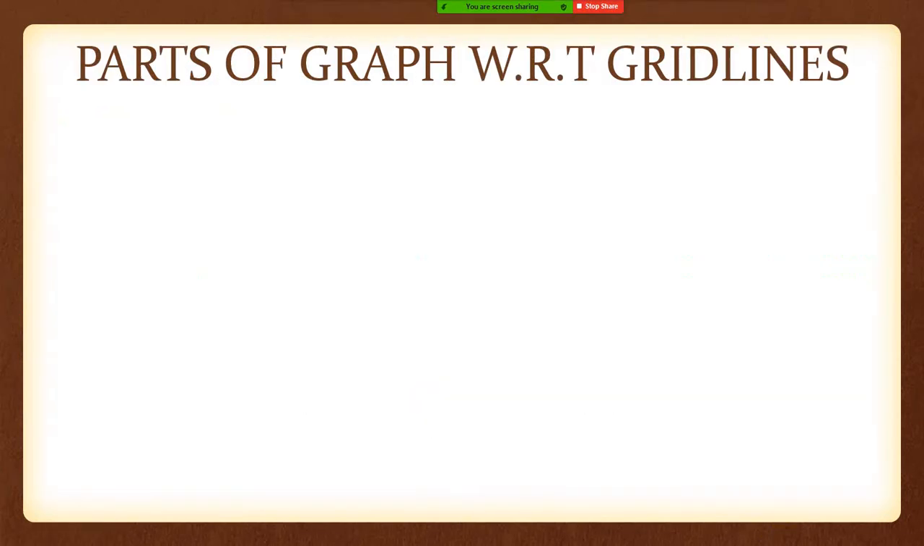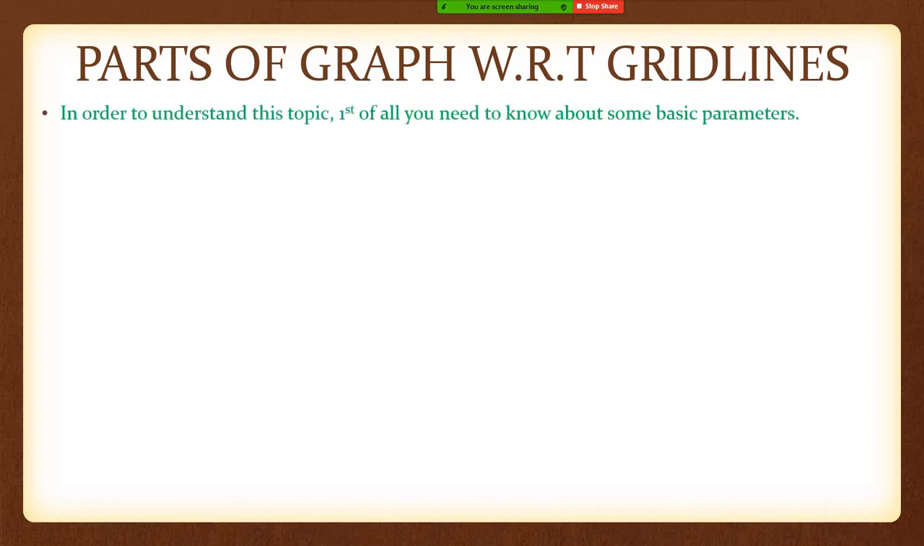Okay guys, now moving ahead. Now, parts of a graph with respect to grid lines. Now we are further classifying the quadrants of the graph. In order to understand this topic, first of all you need to know about some basic parameters. Whenever we discuss a graph, we must have some parameters to further investigate it.